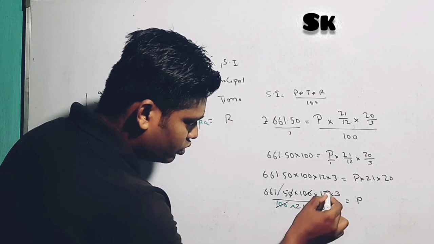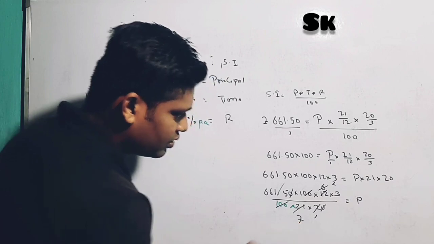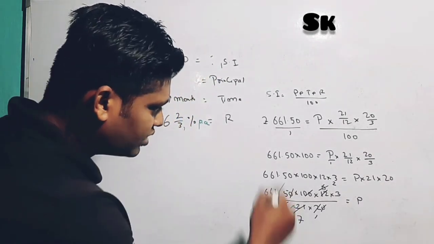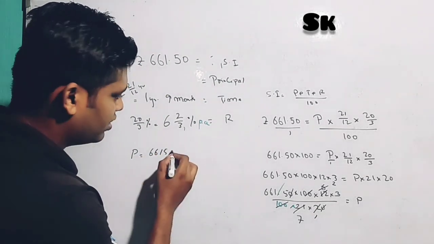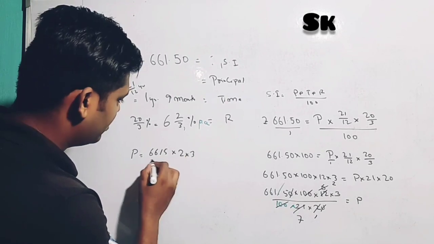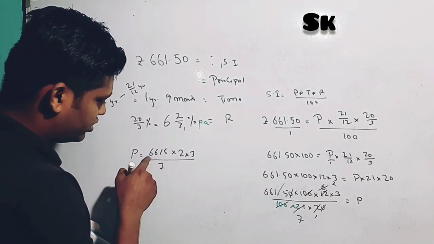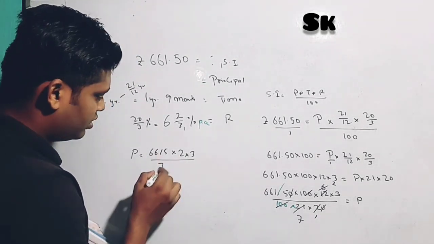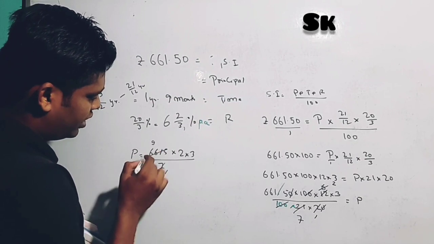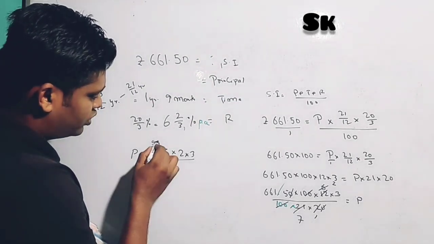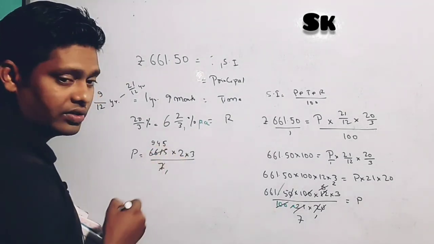Next, 2 ones are 2, 2 sixes are 12. Next, 3 twos are 6, 3 sevens are 21. Anything else? Now what is left? You write it because it's confusing. P is equal to 66150, the zero is not there, into 2 into 3. Only 7 is left in the denominator. Now you see, does it go in the 7 table? 7 ones are 7, 7 nines are 63, 7 fours are 28, 7 fives are 35.